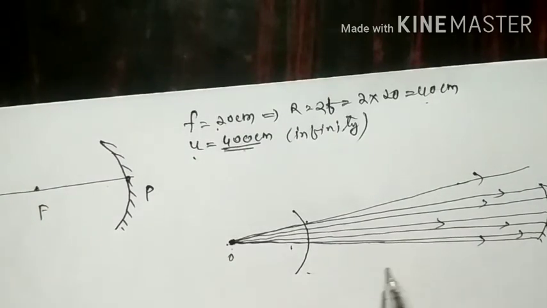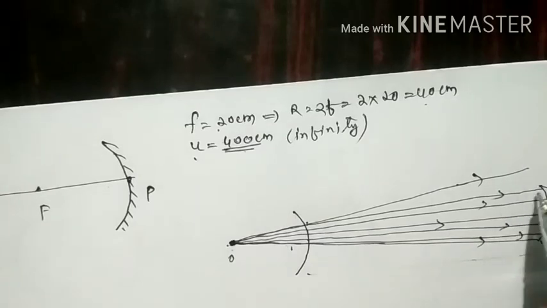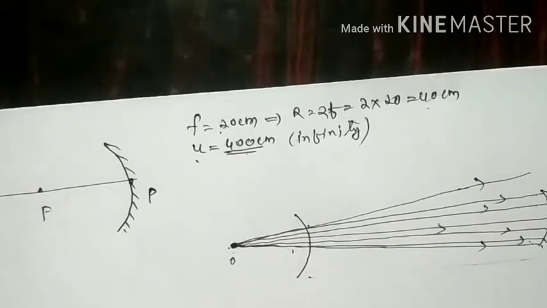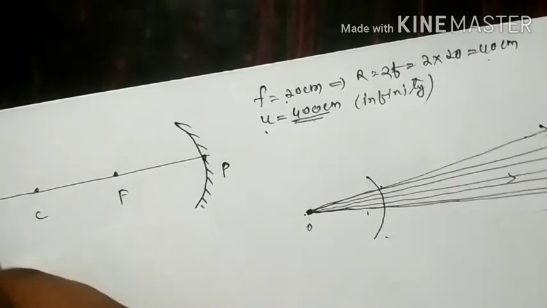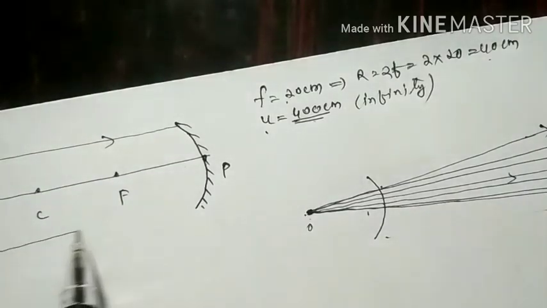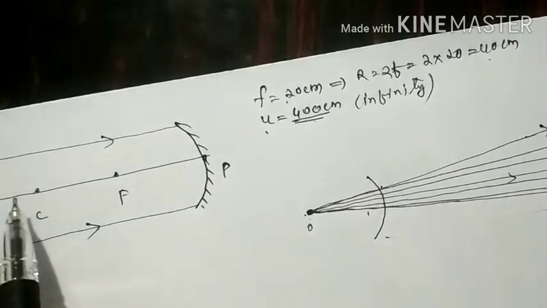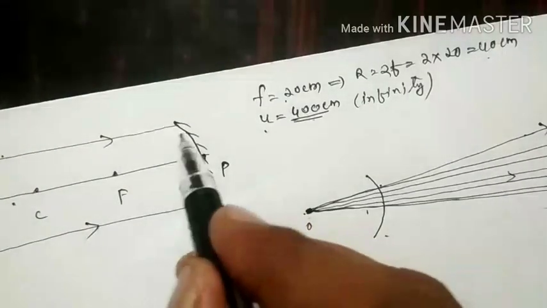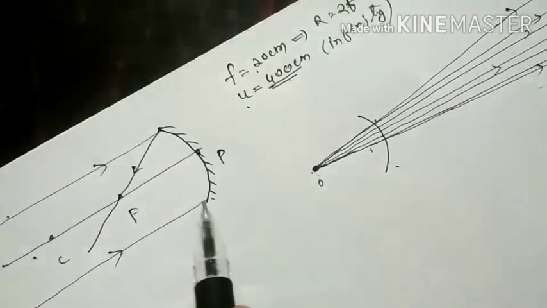So if you move the object away from the mirror, the light rays incident on the mirror are almost parallel. When the object is at infinity, at a very large distance, the light rays incident on the mirror form a parallel beam. So you use the first rule: a light ray parallel to the principal axis, after reflection, passes through the principal focus.